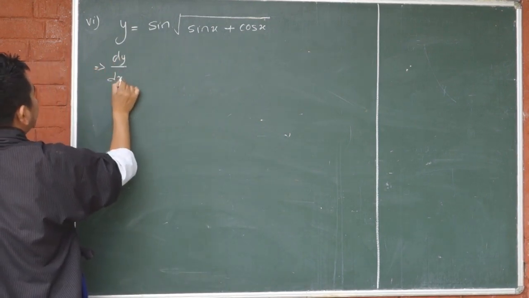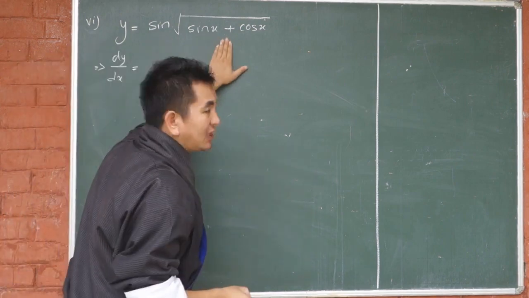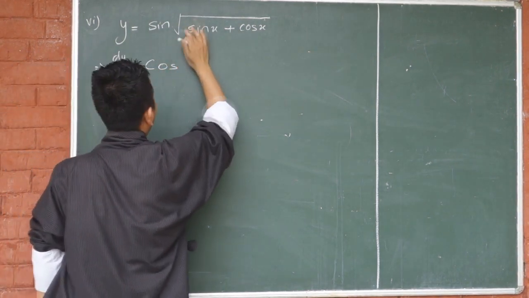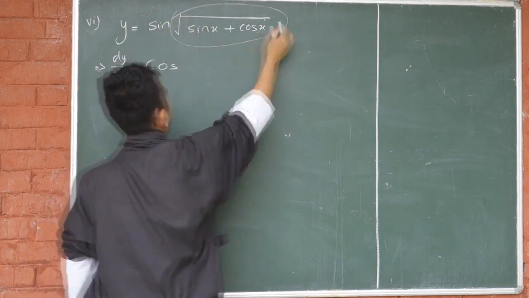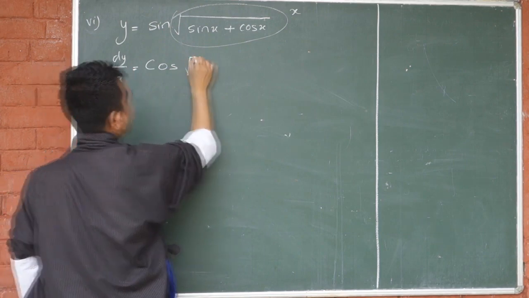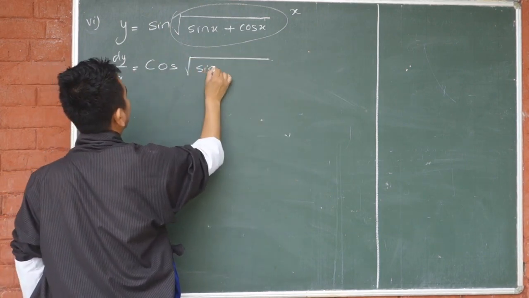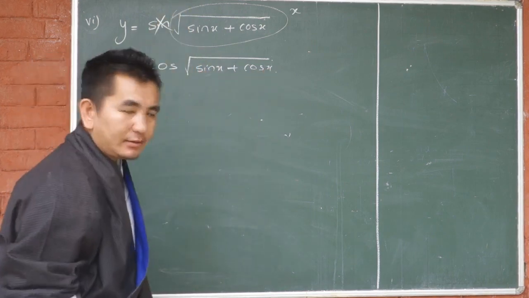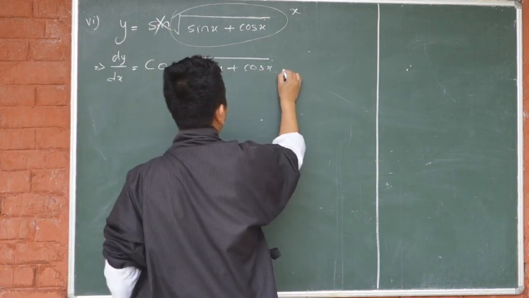dy by dx is equal to the differentiation of sine x. What's that? Cos x. As if this whole thing is an x, the differentiation of sine x becomes cos x. In place of x we have root of sine x plus cos x. This sine is done.